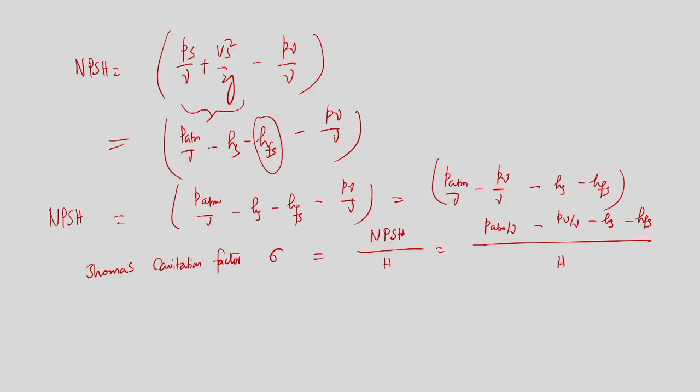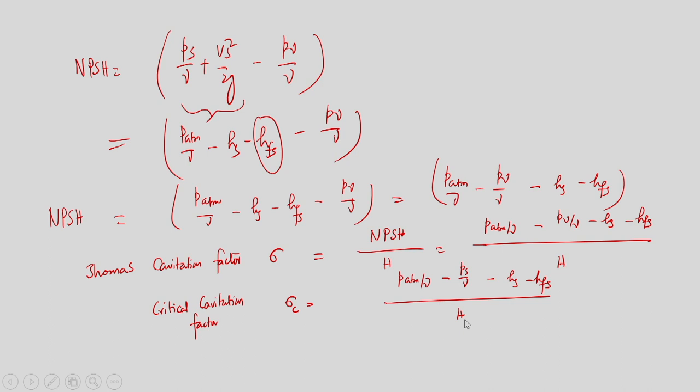Now if we write the expression of sigma, this is the Thoma cavitation factor. Note it, this expression, P atm by gamma minus PV by gamma minus HS minus HFS by H, is the Thoma cavitation factor. From there we can again define a critical cavitation factor, critical sigma, sigma c. This is very important. The critical cavitation factor sigma c is defined as P atm by gamma, mind it, minus PV by gamma minus HS, which will be PS by gamma minus HS minus HFS divided by H. So I have just replaced PV by PS, that is the suction pressure.